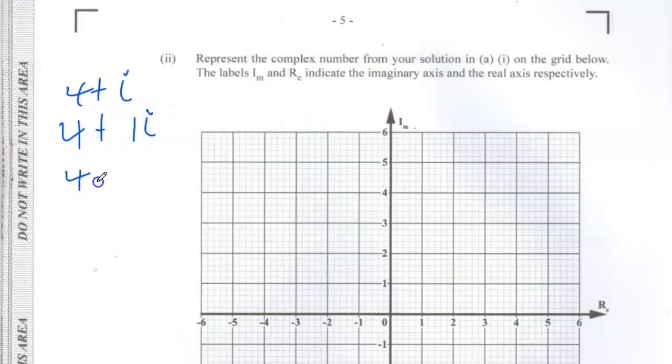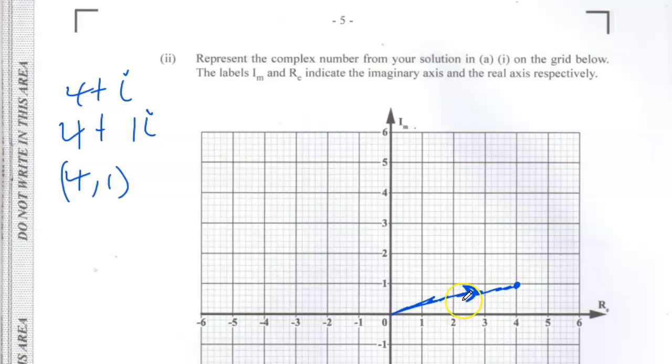So we plot the point 4, 1. So 4 on the real axis, and up 1 on the imaginary axis. And we use a ruler and a pencil and draw a straight line. Should be a straight line. I'm using freehand here, but of course in the exam you should use a ruler, and of course you put the arrow.